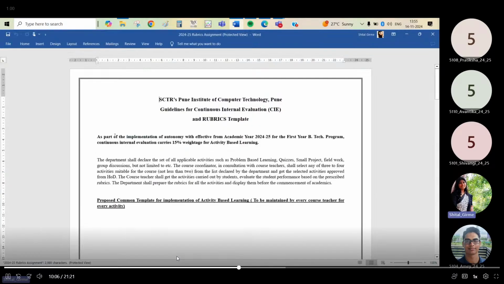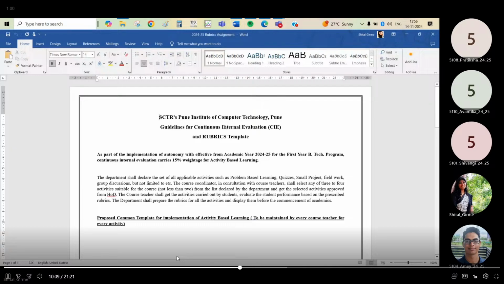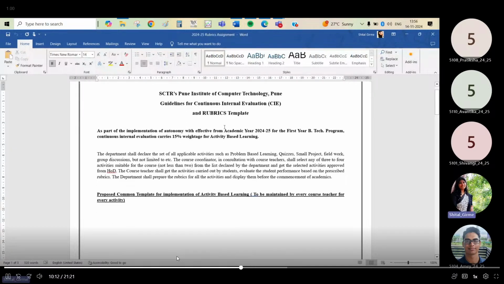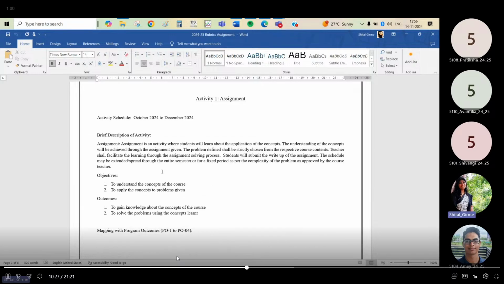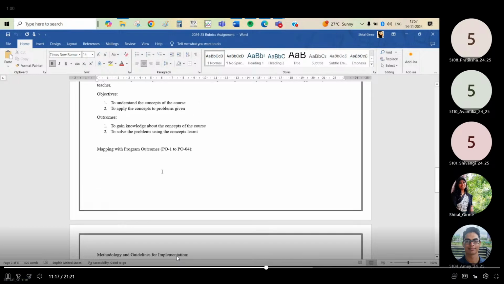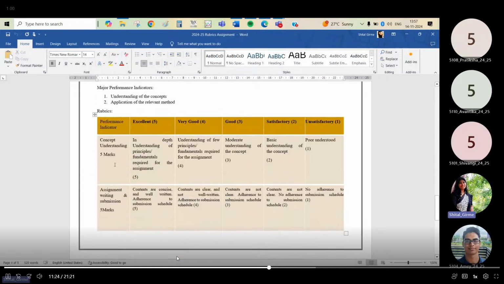We also have rubrics for the assignment. What are you supposed to do in the assignment? Assignments also get 10 marks, where a certain concept or application is to be mapped. The teacher shall facilitate learning through assignments. 5 marks are kept for understanding of the concept, and 5 marks for writing the assignment and timely submission. Timely submission with concise and well-written contents would get 5 out of 5, and marks would be reduced if you are not following the criteria.